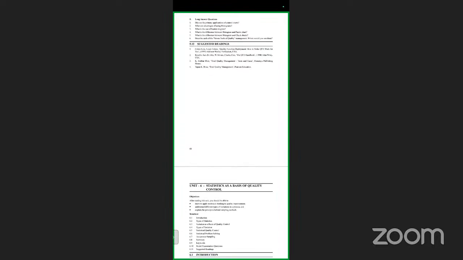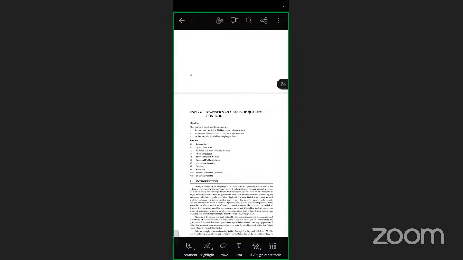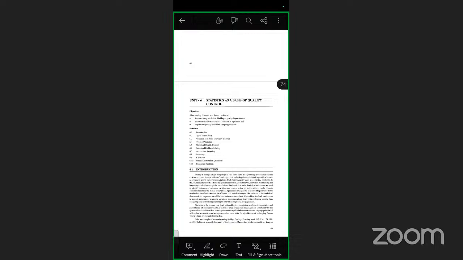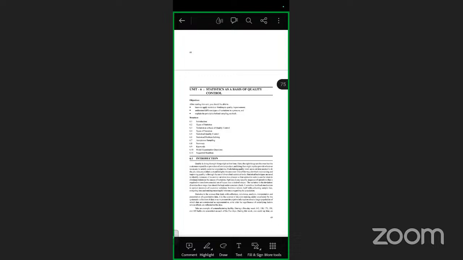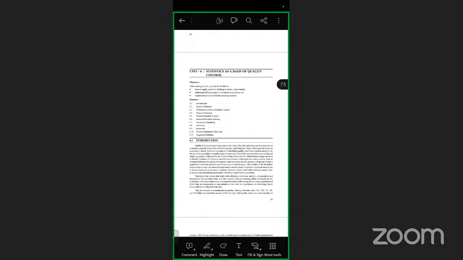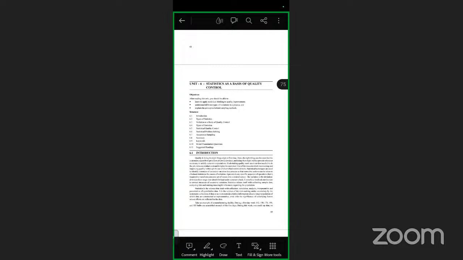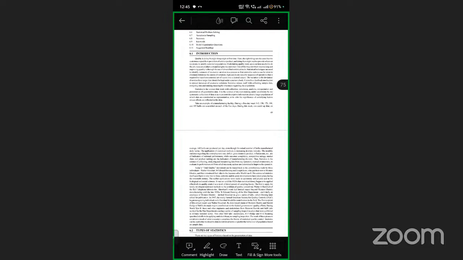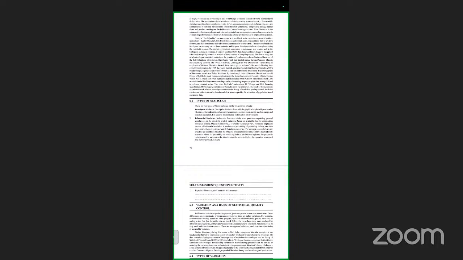Then statistics as a basis of quality control. In this unit we'll have types of statistics, variation in basic quality control, types of variation, statistical quality control, statistical problem solving, and acceptance sampling. So these are the components in this unit. I think we may study tomorrow in detail.